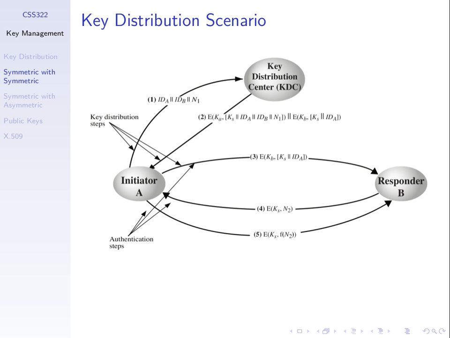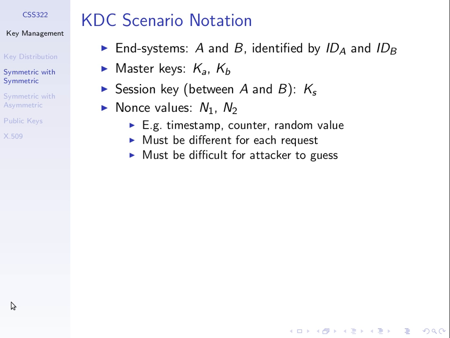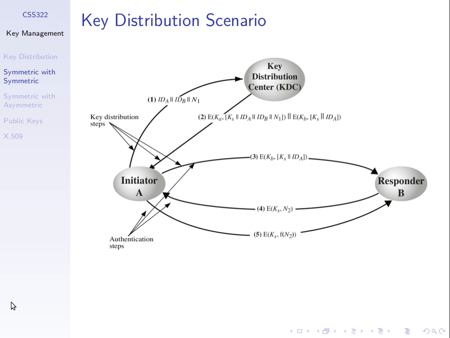The assumptions before we start: we have a number of steps of this protocol for exchanging keys. The assumptions are that A trusts the KDC and B trusts the KDC. And the other assumption before these steps take place is that the KDC and A have exchanged master keys, and that is indicated as KA. The master keys KA and KB. I'll write it on the board.